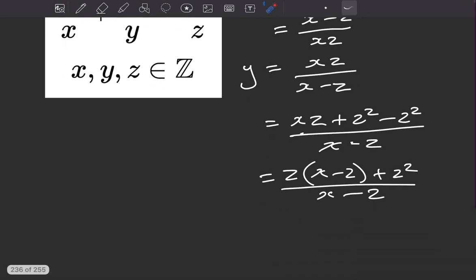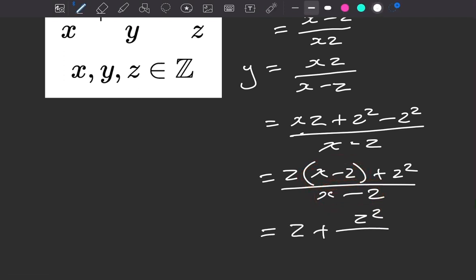And then we can see that this is the same as this. So we can rewrite this as z + z²/(x - z). The reason we do this is so that now we know that z is going to be an integer, so this thing has to be an integer as well. So therefore, if we call it w, it has to be also an integer.